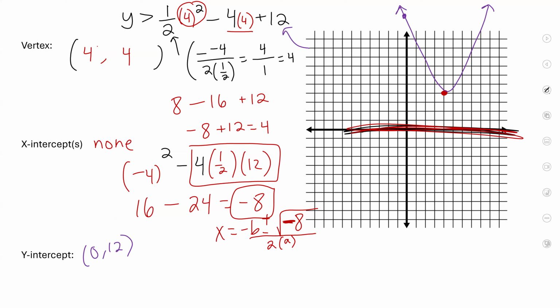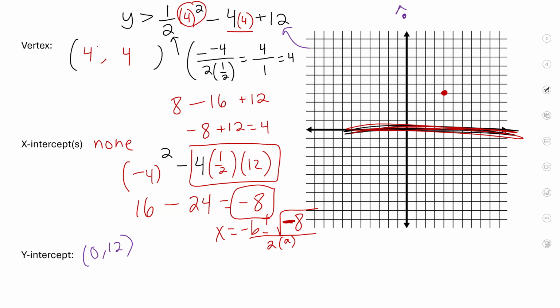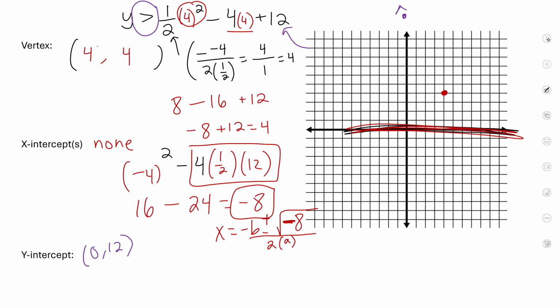Okay, now, before I draw that, because I drew that too fast, let me circle my symbol. This is a greater than symbol. Let's go back to our notes. We did step 1. Step 2, we're going to graph using a dashed line if we have these symbols, and we're going to use a solid line if I have these symbols. So let's go back. I do not have a line underneath. This is a greater than symbol, so I need to do a dashed line. So guys, if you already drew a solid line, you need to erase it and put a dashed line. That is the greater than symbol.